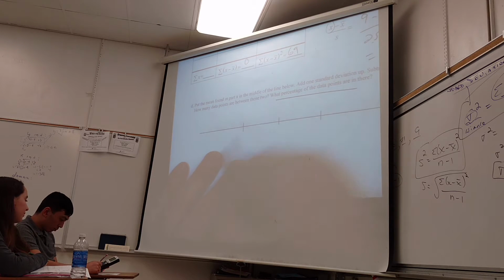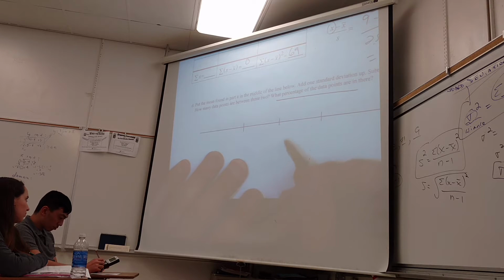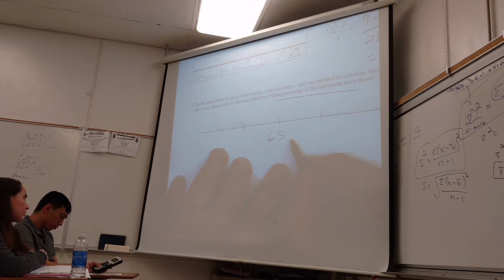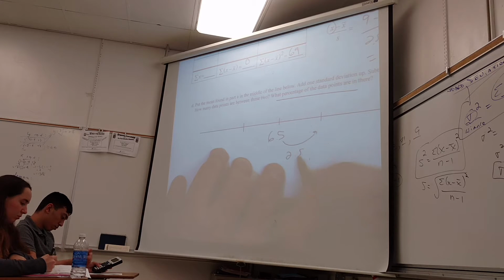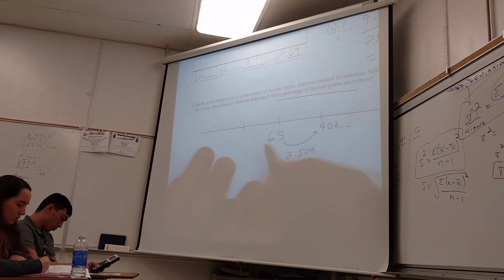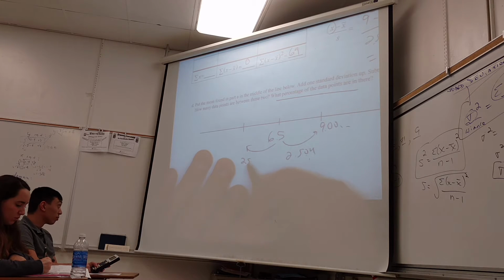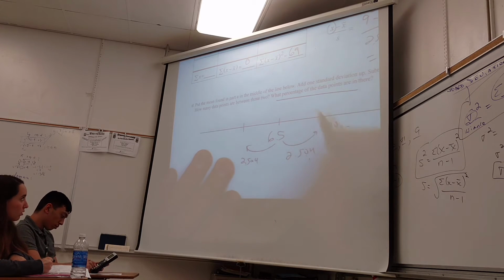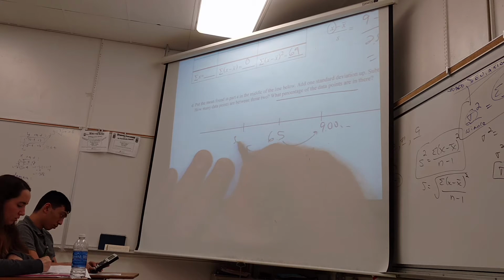So this is a very concrete example of theories we're going to talk about later. What's in the middle here is the mean, 6.5. If I add 2.504, what do I end up with? 9.004. 9 point something. And if I subtract 2.504, I end up at 3.9 something.